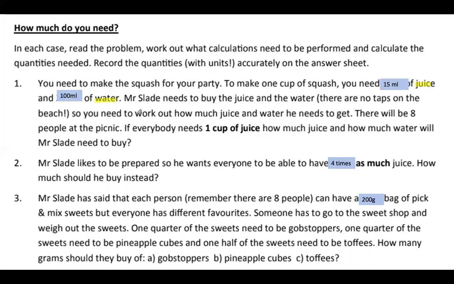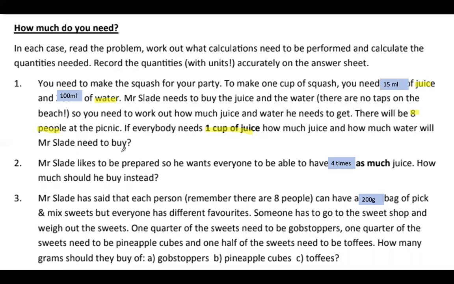Mr. Slade needs to buy the juice and the water. There are no taps on the beach. So you need to work out how much juice and water he needs to get. Okay, so I know that he needs to get juice and water to make squash. Perfect. There will be 8 people at the picnic. Oh, that's probably going to be important. 8 people. And everybody needs 1 cup of juice. How much juice and how much water will Mr. Slade need to buy? So that is step 1.